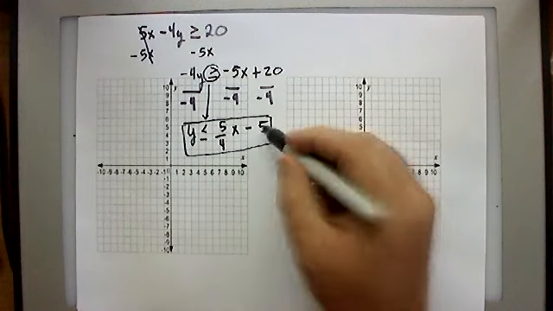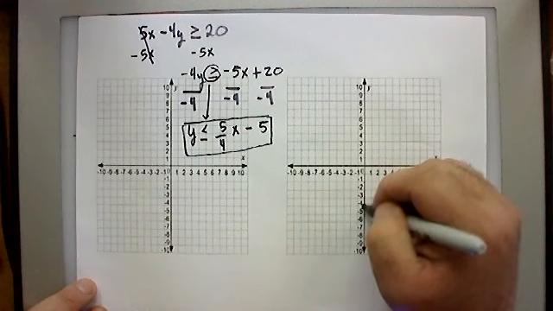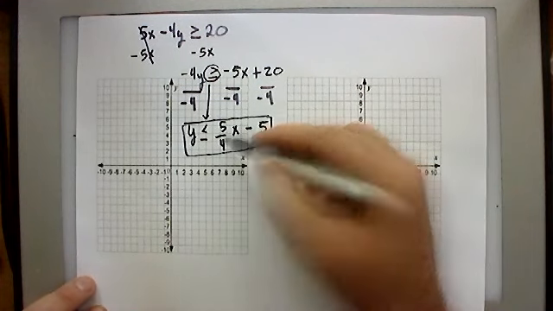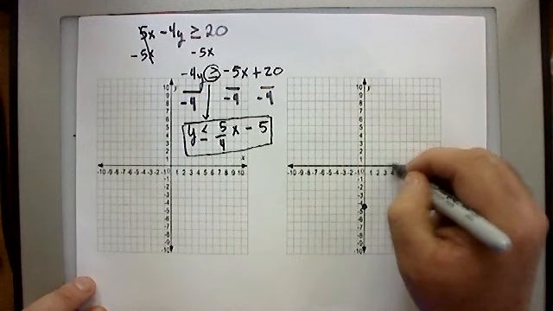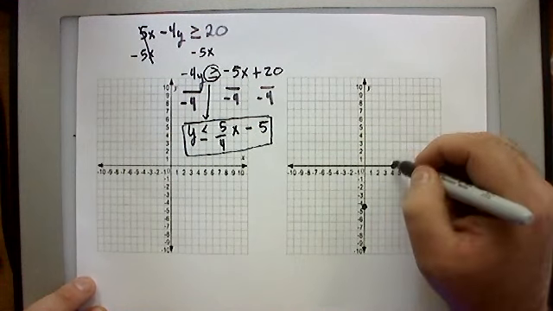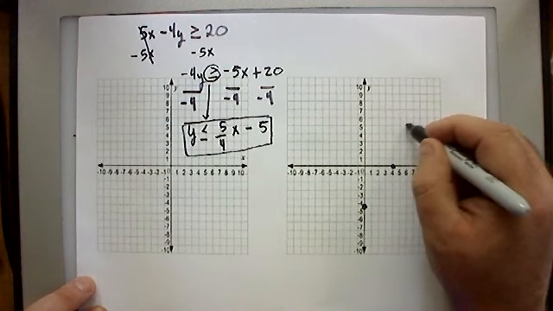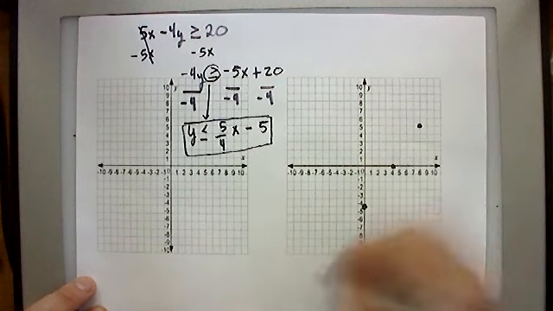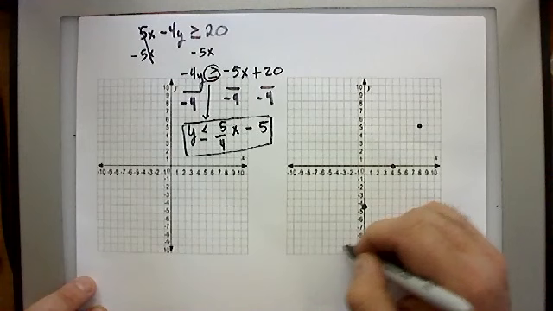So we got a y-intercept of negative 5, negative 1, 2, 3, 4, 5. We have a slope of 5 over 4. So that's up 1, 2, 3, 4, 5, right? Over 1, 2, 3, 4. Again, you can do it as many times as you need to if you're doing it by hand. Up 1, 2, 3, 4, 5, over 1, 2, 3, 4. And if we want to go the other direction, down 1, 2, 3, 4, 5, left 1, 2, 3, 4.